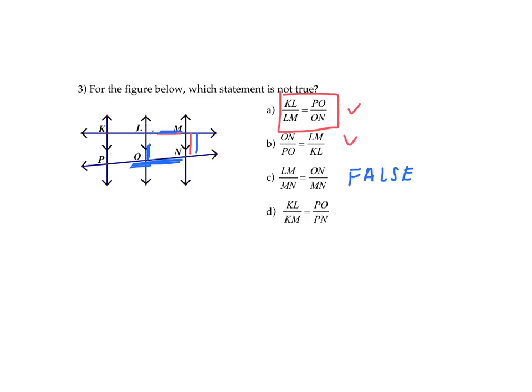Alright, just to be clear, let's take a look at the last proportion and check out whether or not it's true or false. In the last case, it says that line segment KL corresponds to line segment KM in the same way that PO corresponds to PN. And this one would be true as well.